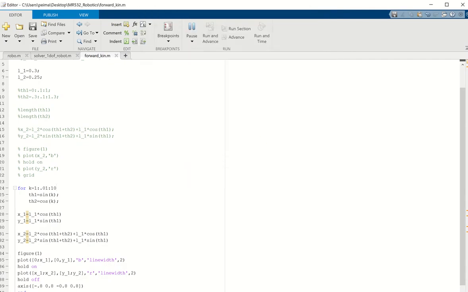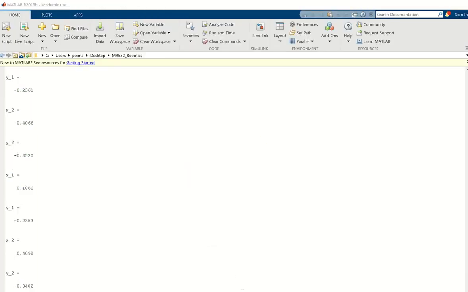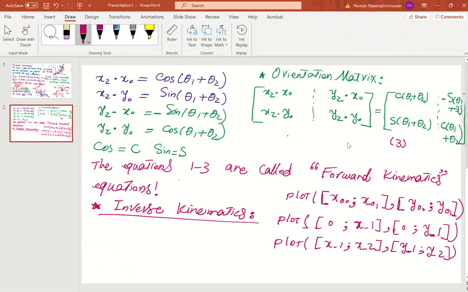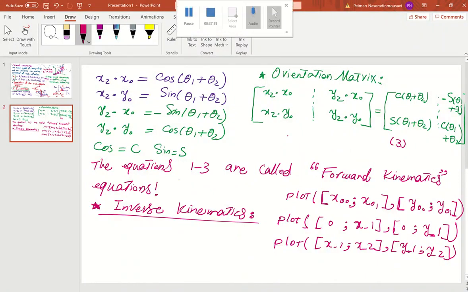Okay, enough. So now let's go to, see, it's running still. I'm closing this. Let's go to what? Here we go. Okay, let's go to inverse kinematics.